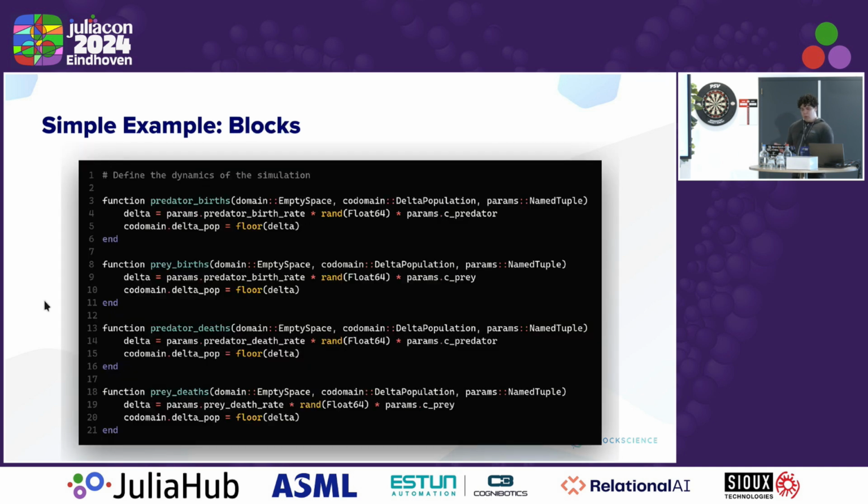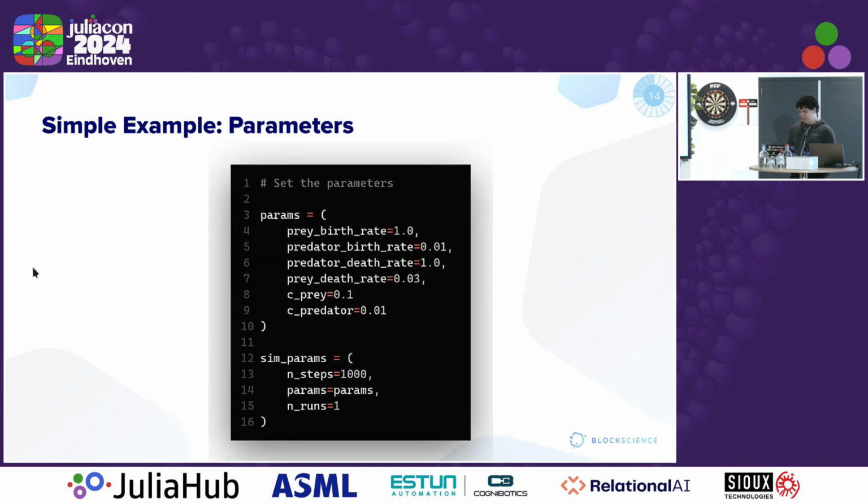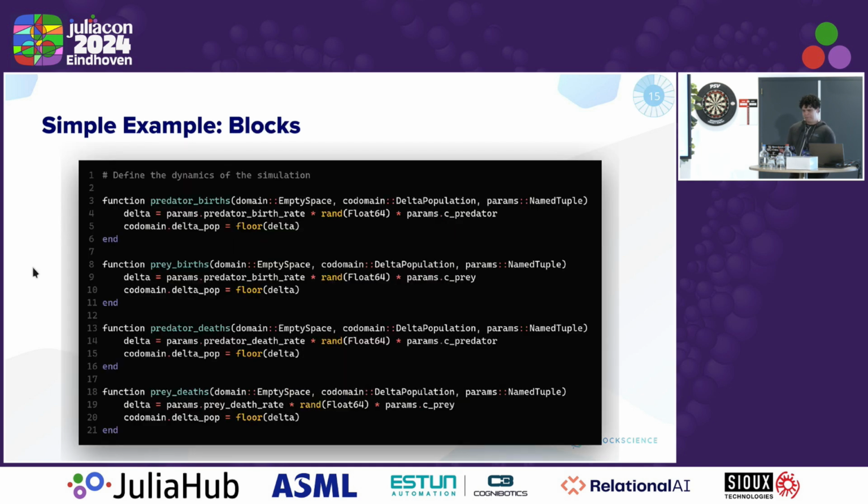So the blocks in cadCAD.jl are just regular Julia functions, but they have this specific signature. They have to have a domain, and that domain must be a space. They must have a codomain, and that codomain must also be a space. And optionally, you can have parameters. So these parameters that I pass here are the named tuple that I defined here. The logic that goes inside of those functions can be any. It's up to the modeler.